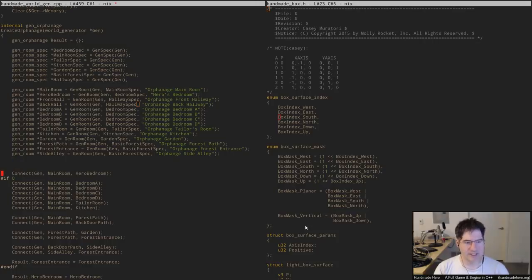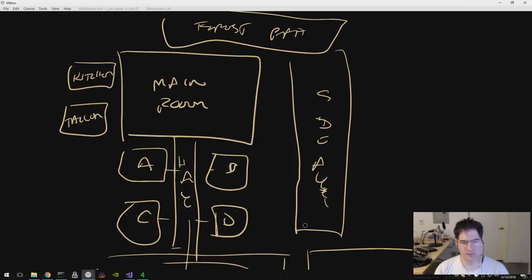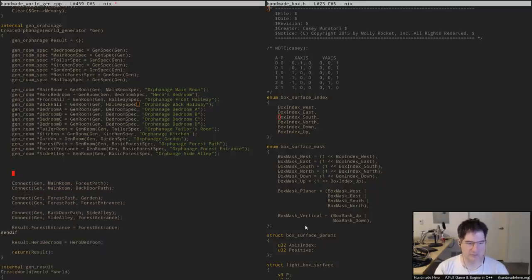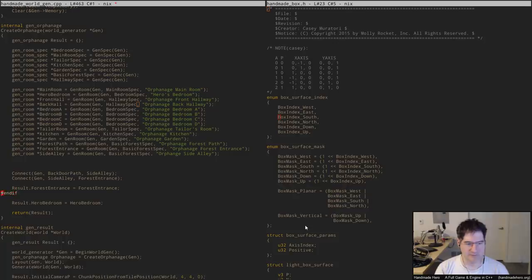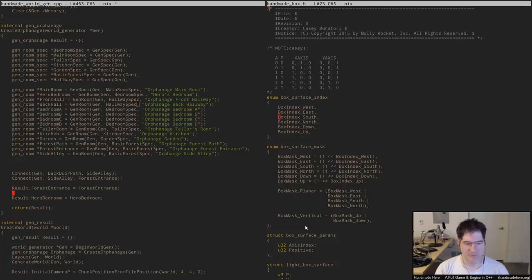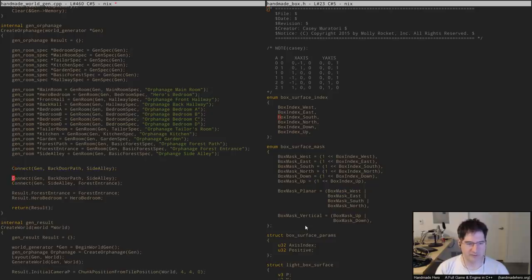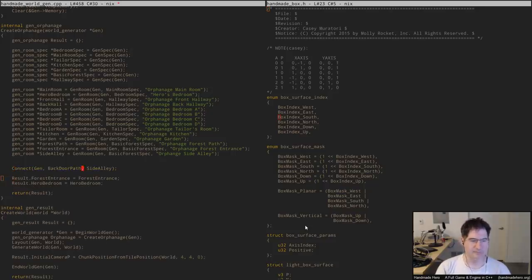So here we have the main room, and we know there's a bunch of stuff connected to the main room. So I'm going to go ahead and just nuke this stuff, because I need to rewrite it from the diagram, which is a bit different than it was before. So I'm going to go ahead and try to make that happen.